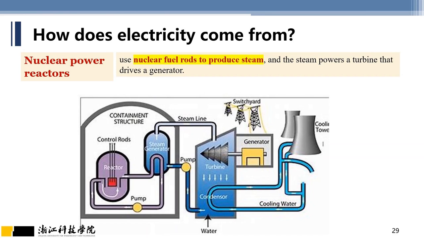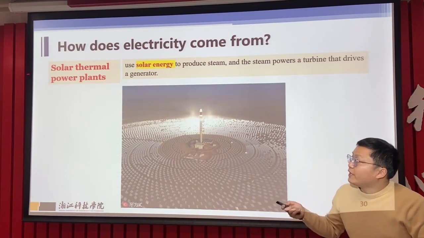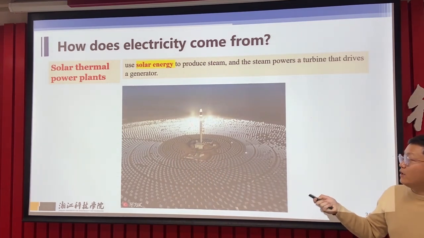Nuclear power reactors use nuclear fuel rods to produce steam, and the steam powers a turbine that drives a generator. The heat source is here, the reactor. We use nuclear fuel rods, and the heat is generated here, and we use an exchanger to produce some hot water or steam, and then the steam drives the turbine, and the turbine drives the generator, and then we have electricity output. And also we have solar thermal power plants.